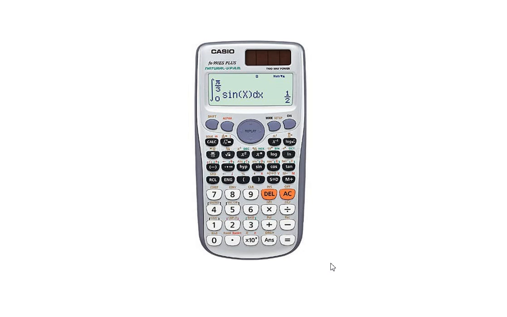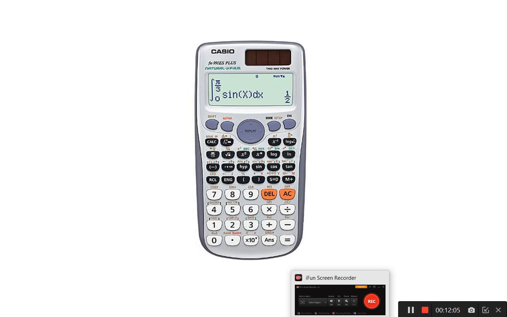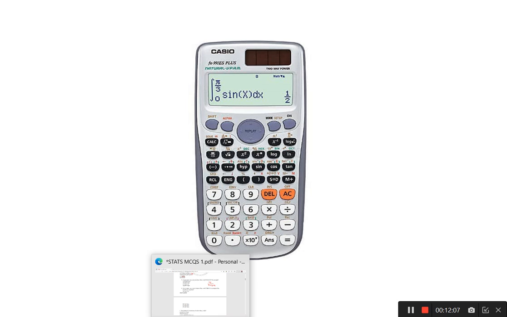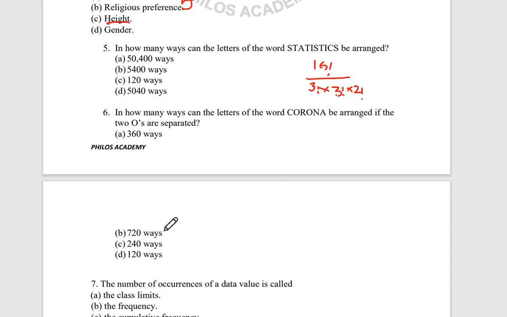Okay, then you go to the denominator and fix the values there to 3 factorial times 3 factorial times 2 factorial. Then you press the equal to key. When you click on the equal to key, I believe you get the answer to be A, 50,400. So the correct answer for question 5 is A. So let's proceed to question 6.